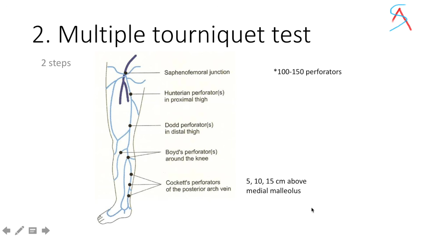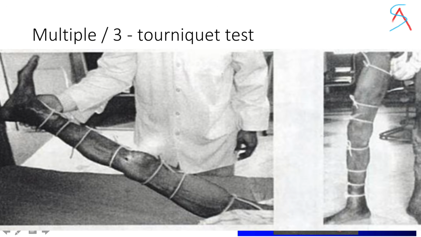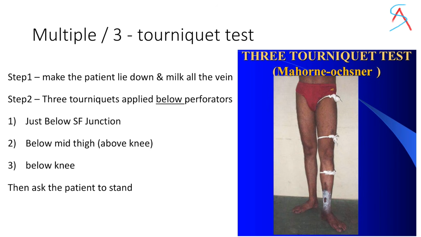Just know the name of these few named perforators. Multiple tourniquet test: we can either use multiple tourniquets at all the mentioned perforators, or else you can use the 3 tourniquet technique. In this we will tell the patient to lie down and we will milk all his veins. Then in the second step we have to tie the 3 tourniquets below the perforators, just below the saphenofemoral junction, above the knee and then below the knee.